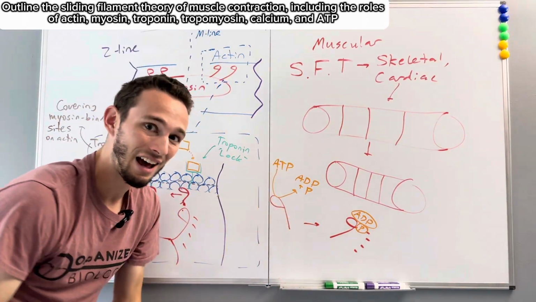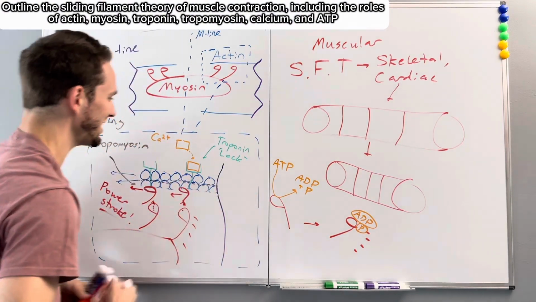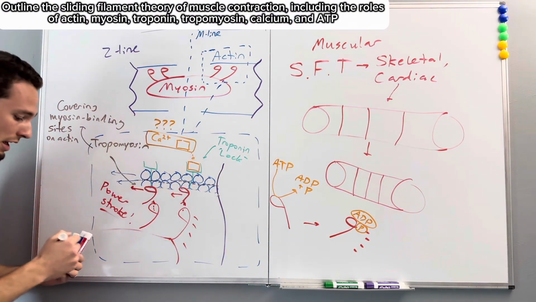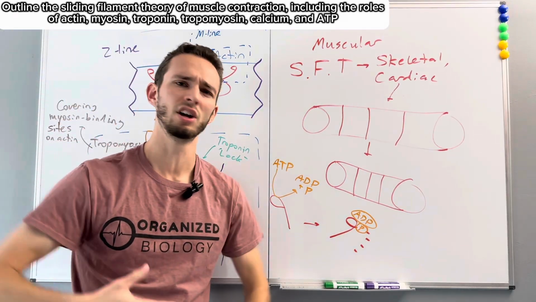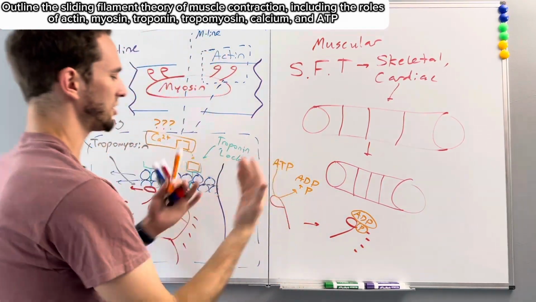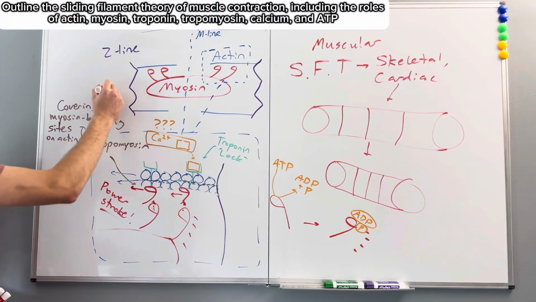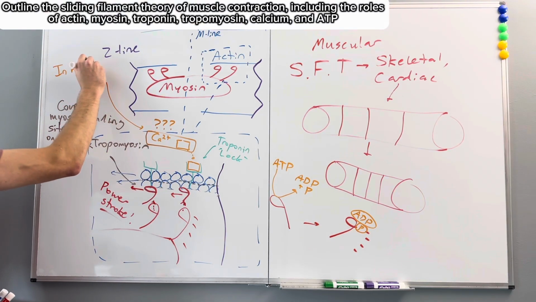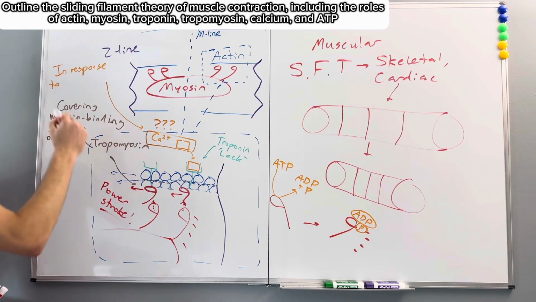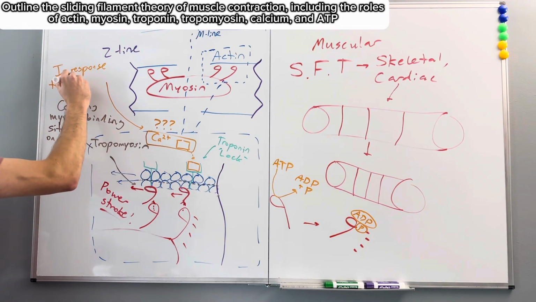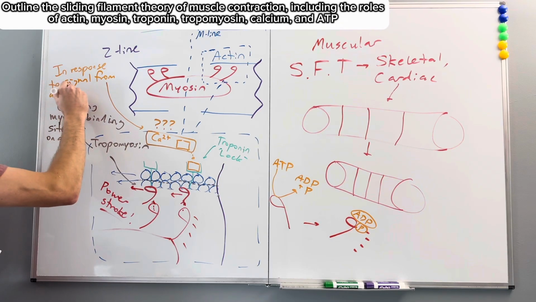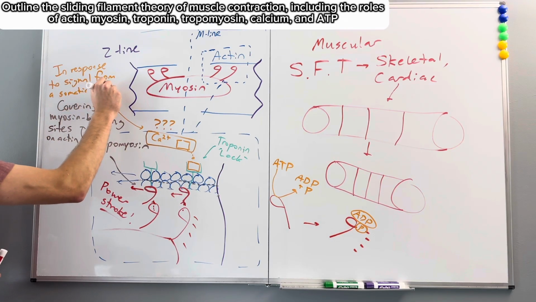Now, that being said, there is a step before this. I said the calcium just appears, right? When did calcium appear? And that could be a question they ask you on this test. When does calcium appear in the sliding filament theory? Well, it appears in response to basically a signal from a somatic neuron.